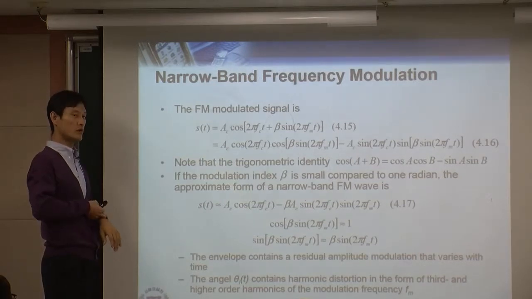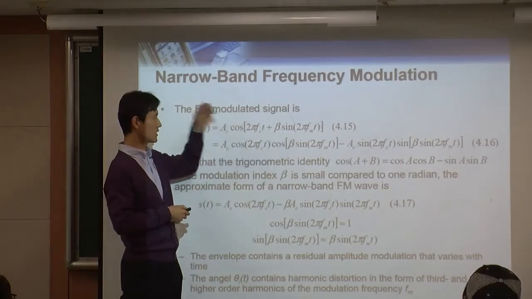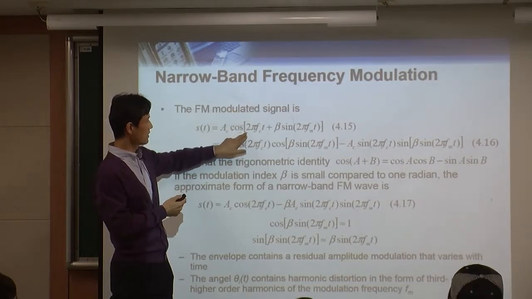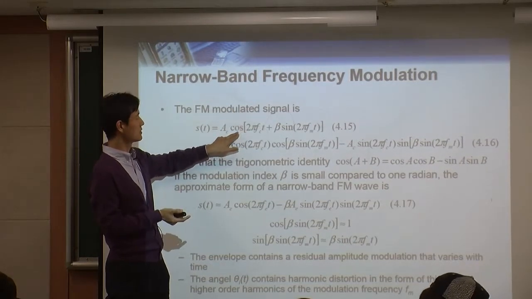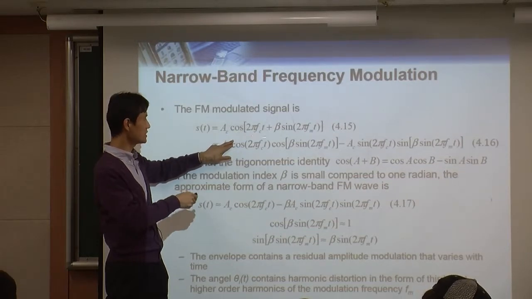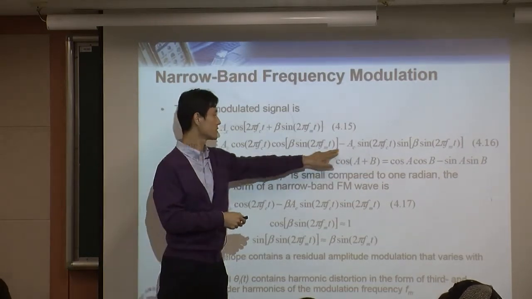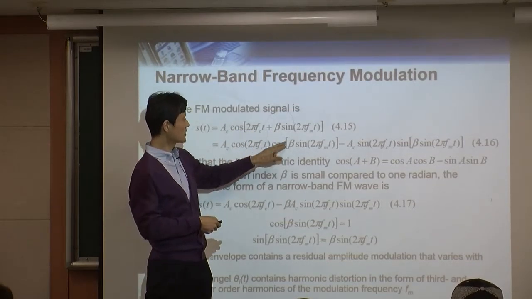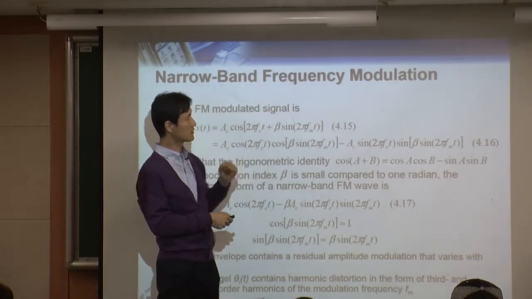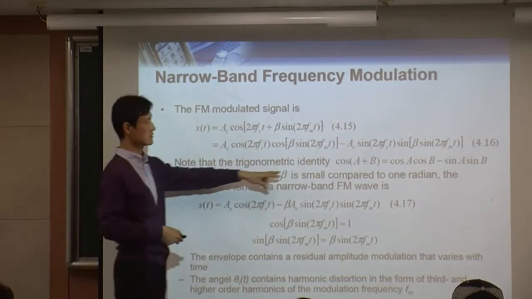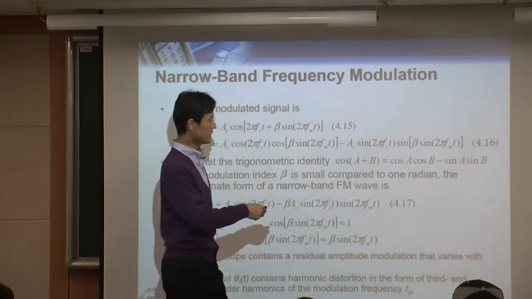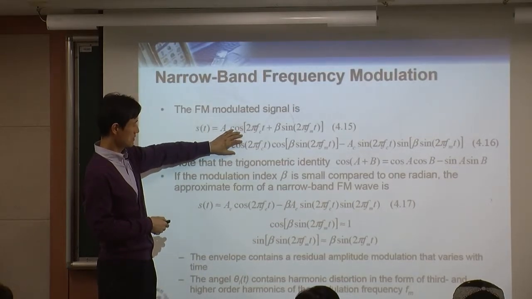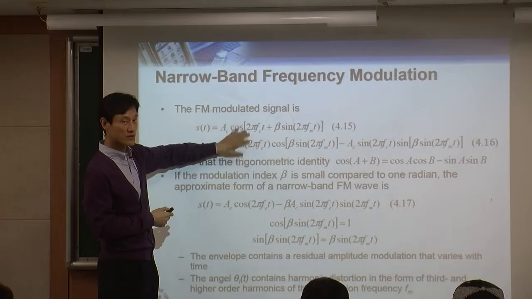But now what we want to look at is, what does the signal look like? That's what we are trying to see. In order to see that, we use a trigonometry identity to change this one into the second equation, right? So this is cosine(A plus B), which is cosine A cosine B minus sine A sine B. Like this, right? So using a simple identity, we just change from here to there. So these two are the same thing.